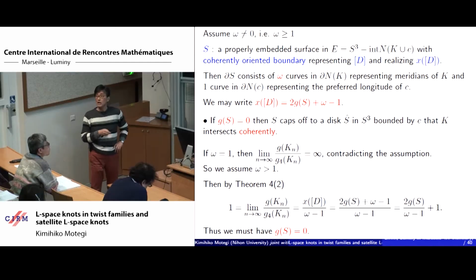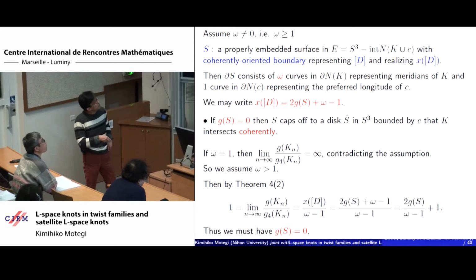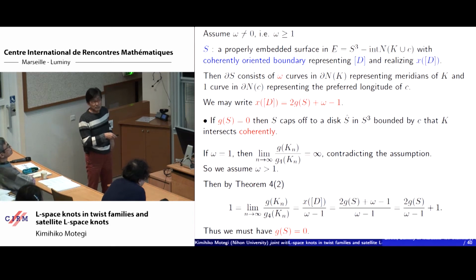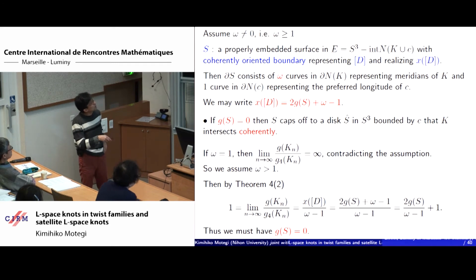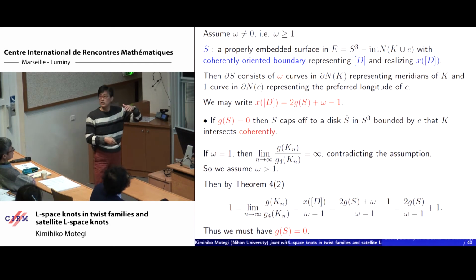And we have assumed here that the limit of the ratio equals 1. Here is our initial assumption. So now compare the most left and most right. We see that the genus of S equals 0. So it means that this is a coherent twist family.